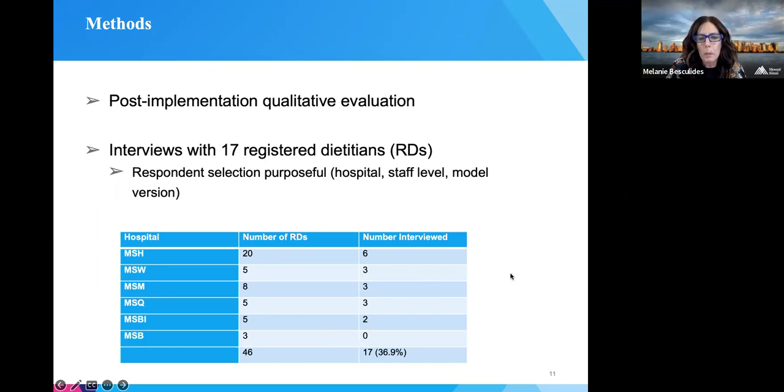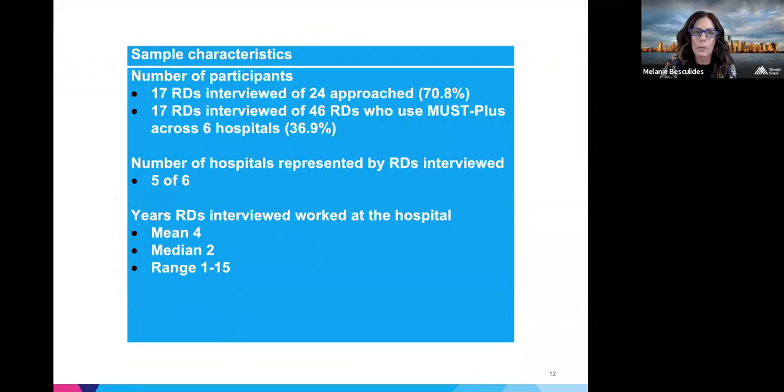And I'll talk to you a little bit more about the sample on the next slide, but I just wanted to show, so these are our different hospitals. There are a total of 46 registered dietitians across the hospitals. And we approached 24 of them, and we interviewed 17 of them. So about a little bit more than a third. One hospital, and it was one of the smaller hospitals, we didn't have response from them, and we weren't really pushing them, and it would have been great to have information from them, but we weren't able to get it.